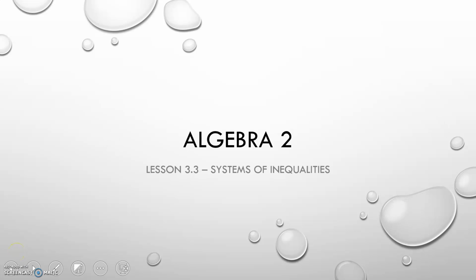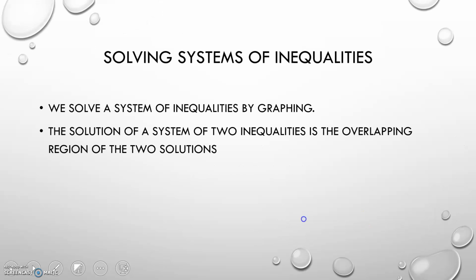Today we're going to look at systems of inequalities. A system of inequalities just looks like two or more inequalities written together. We're going to solve these always by graphing. We're not going to solve them algebraically. So the solution of a system of two inequalities is the overlapping region of the two solutions.